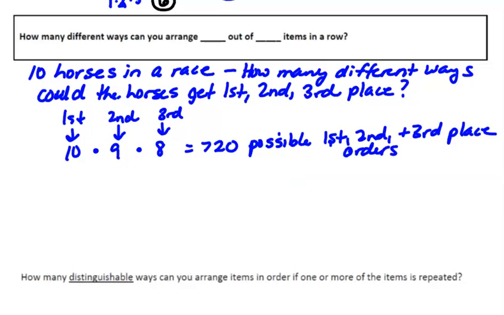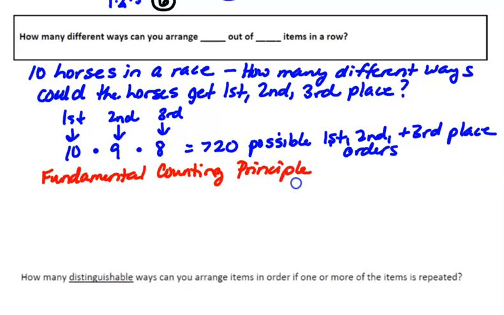Now you might recognize this as the fundamental counting principle. That's exactly what this is. If we know how many ways each event can occur, then we just multiply them together if they all occur. But it also has another special name, and it's called a permutation.